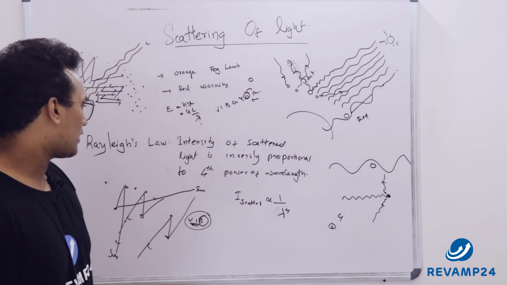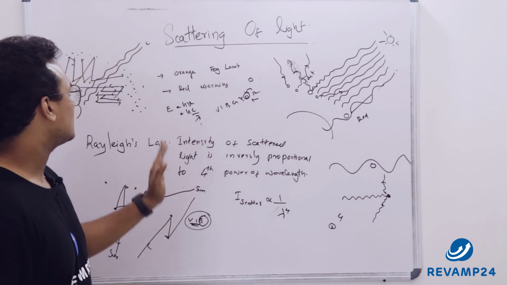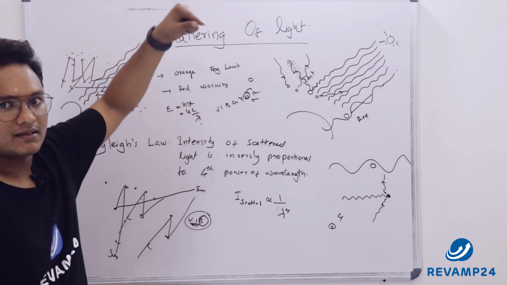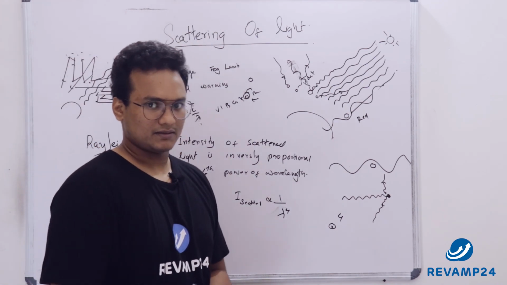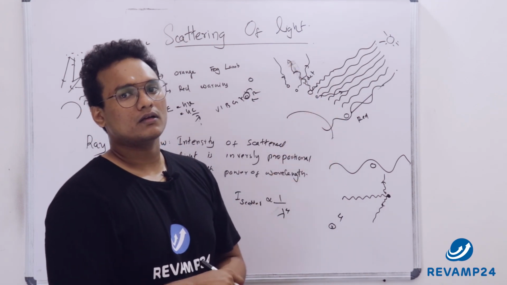Now blue color for the sky is simply scattering, because what we are seeing is blue color coming from the dust particles. So the sky appears to be blue in color.